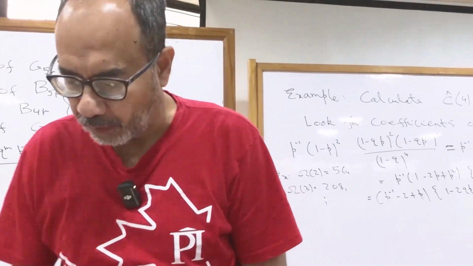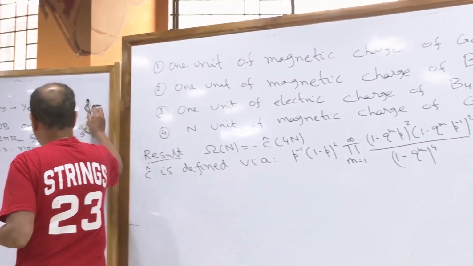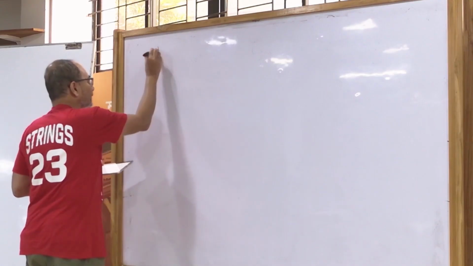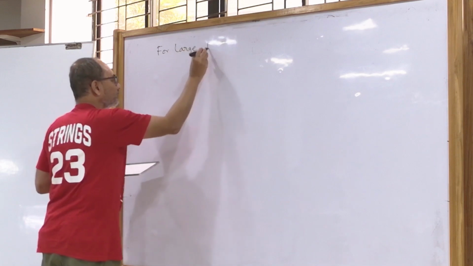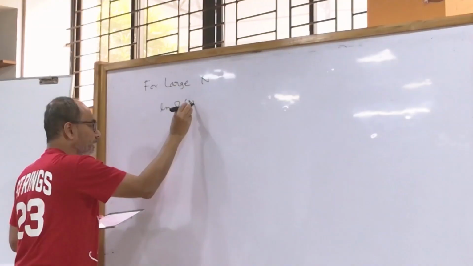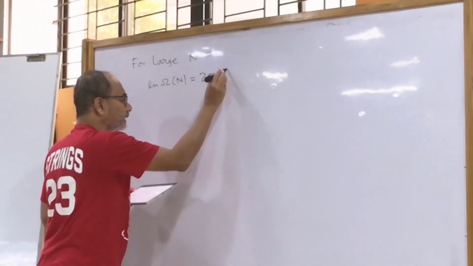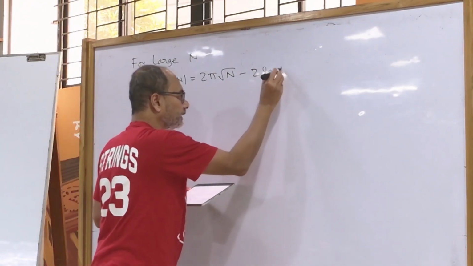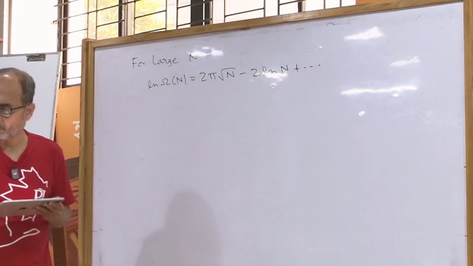Now, for studying black holes, of course, you want to go to large N. So for large N, log omega again is given by 2 pi root n minus 2 log n plus corrections that are suppressed by powers of 1 over n.